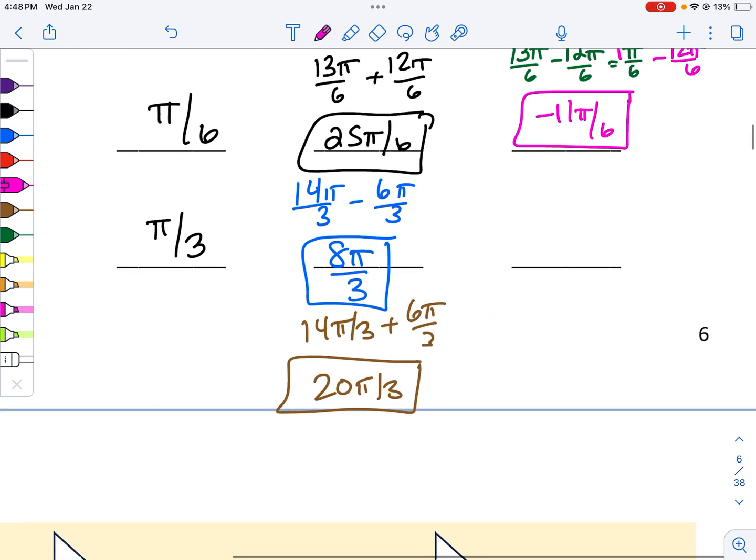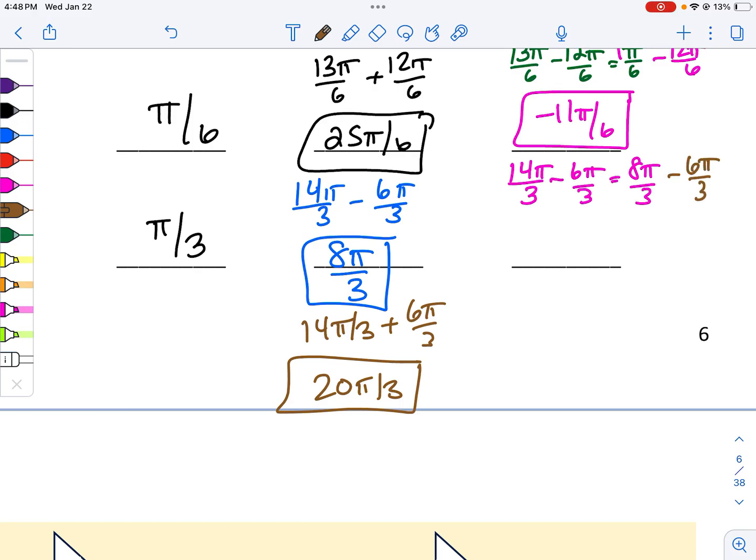It does not matter. Okay, if I'm trying to find a negative coterminal angle, if I use 14 pi over 3, if I subtract 6 pi over 3, that gives me 8 pi over 3. Well, there's a problem because that one's not negative. So now if I subtract another 2 pi, I get 2 pi over 3. So I could add that one over here as another possible positive coterminal angle. But I still have a problem because I'm still not negative yet.